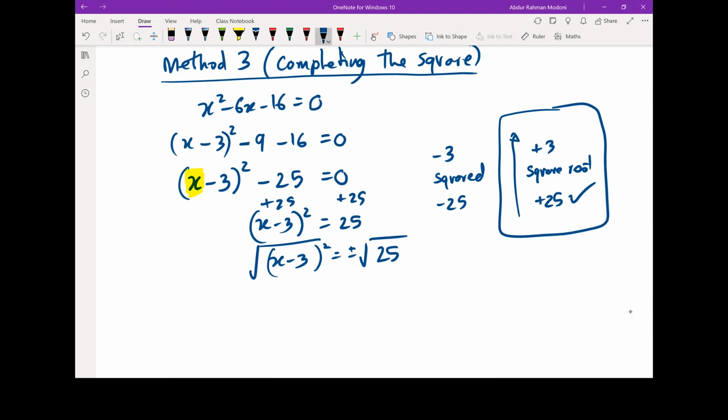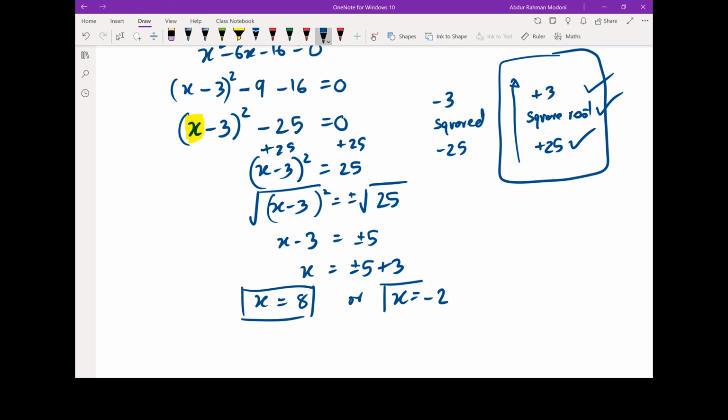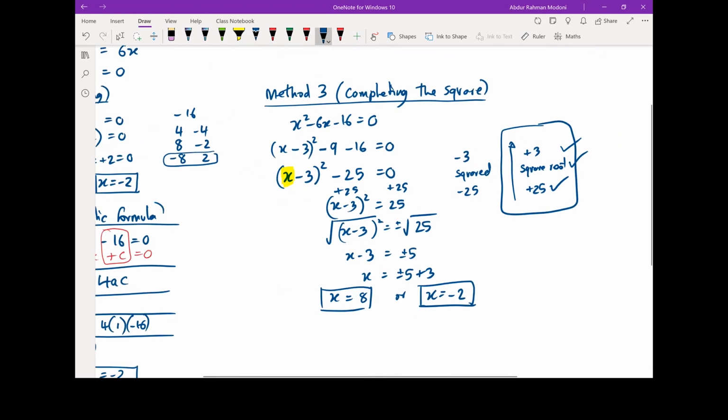So what happens, the square root and the square are inverse operations to each other. So in effect, they cancel out, leaving us with x minus 3 on the left hand side, and plus or minus square root of 25, which is plus or minus 5. So then we can add 3 to both sides to get x is equal to plus or minus 5 plus 3. Done that. Let's write down what those are. X is equal to plus 5 plus 3, which is 8, or x is equal to minus 5 plus 3, which is x is equal to minus 2. Again, we get exactly the same solutions by completing the square.